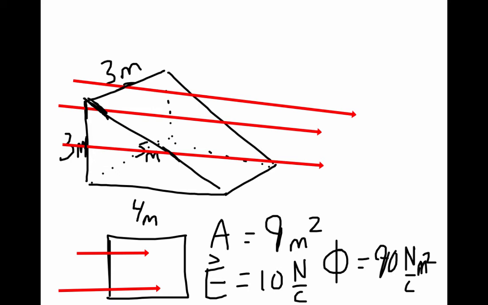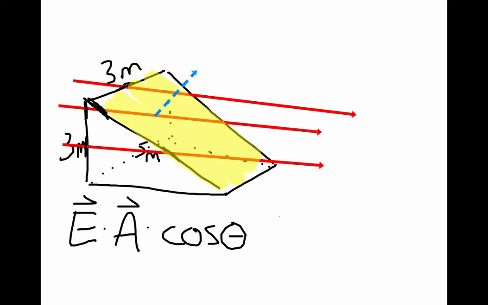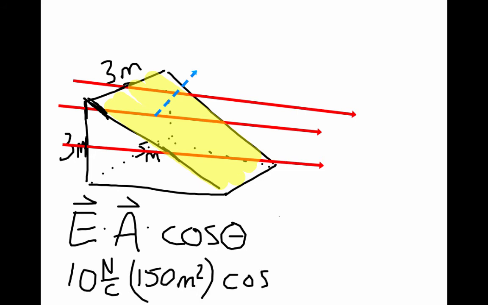But now let's look at this slanted end. For the slanted end here, the electric field strength is still 10. But we've got an issue now. When we look at the area vector for that slanted end, the area is pointing off at an angle. So the electric field is not fully going through that area, or the area is not perfectly parallel with the electric field. So if I want to calculate the flux through the front, I'm going to do E dot A times the cosine of the angle between them. Electric field is still 10 newtons per coulomb, but now we've got an area of 5 by 3, or 15 square meters. But now I've got to multiply by the angle that's in there.